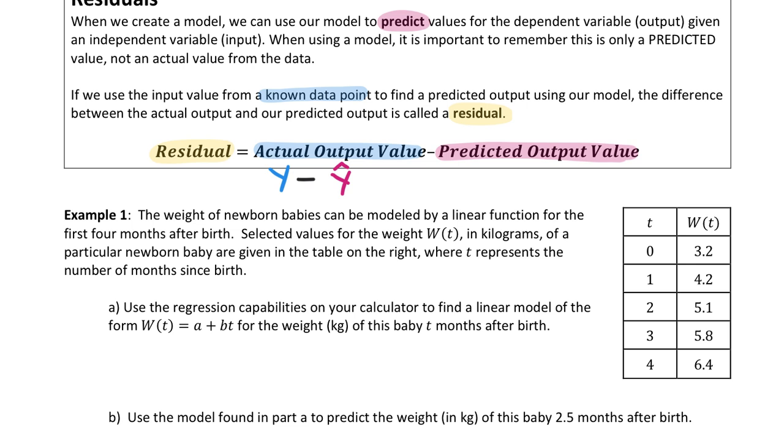We're just going to use words and we're going to call it actual output value minus predicted output value. And it creates our residual or our error. It helps us know how good our model or how good our prediction is for this particular scenario.